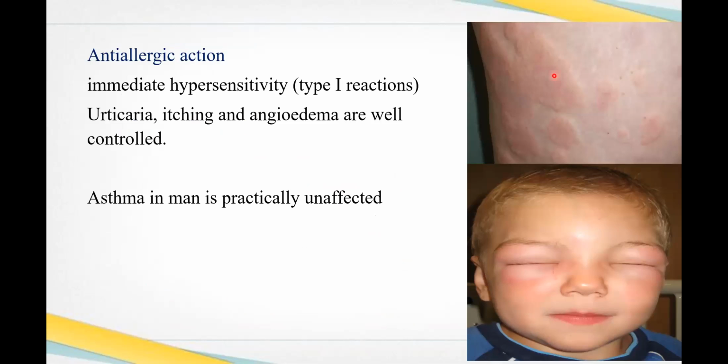Then anti-allergic action: urticaria, you know that, and angioedema. Angioedema means there will be swelling in the skin and subcutaneous tissue mainly, also edema of the eye. Sometimes it may happen here. So that is angioedema, and this can be treated by antihistamines. But in asthma, antihistamines are not useful. We will come to that point, why. Asthma is also an allergic condition, but antihistamines are not practically used.